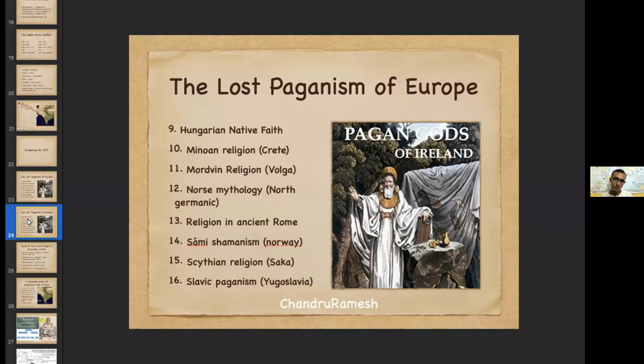Minoan civil religion around Crete, which is also near Greece. And Mordvin religion around the Volga in Russia. Norse mythology is generally considered North Germanic, in the north, the Scandinavian countries. In those regions, Norse mythology was followed. And religion in ancient Rome, that is in Italy again. And Sami shamanism around Norway. Scythian religion, which is the religion of the Vedic Shaka dynasty. And finally, Slavic paganism, the Slavs in modern-day Yugoslavia.